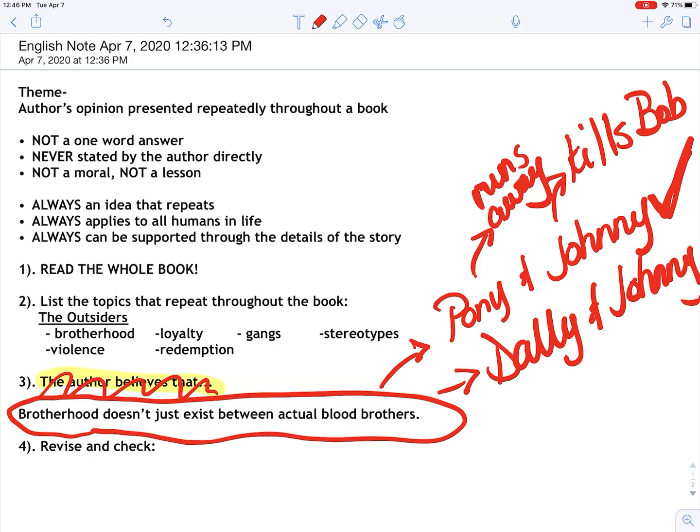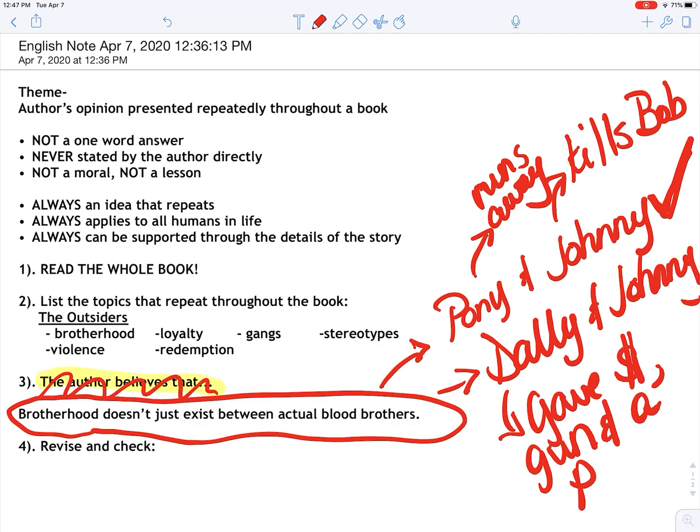We like that one, okay? Dally and Johnny. Well, we have to think back. We know that Johnny always looked up to Dally, but when did Dally really show that brotherhood and that bond? Well, he's the one who gave money, a gun, and a plan to Johnny when Johnny committed murder. Without Dally, Johnny wouldn't know what to do, where to go.